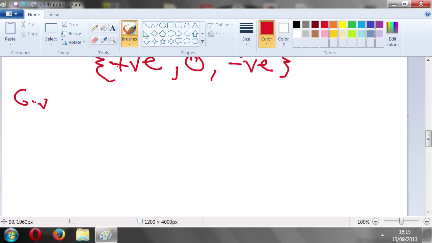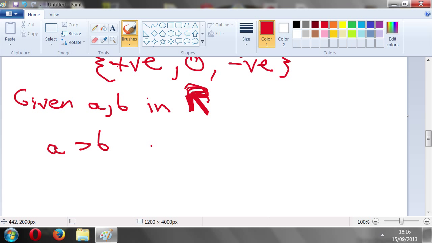So given A and B are in R, how can we deduce what the sign of the final answer will be? Well, if A is greater than B, we can say that this is like inequalities we're dealing with now.